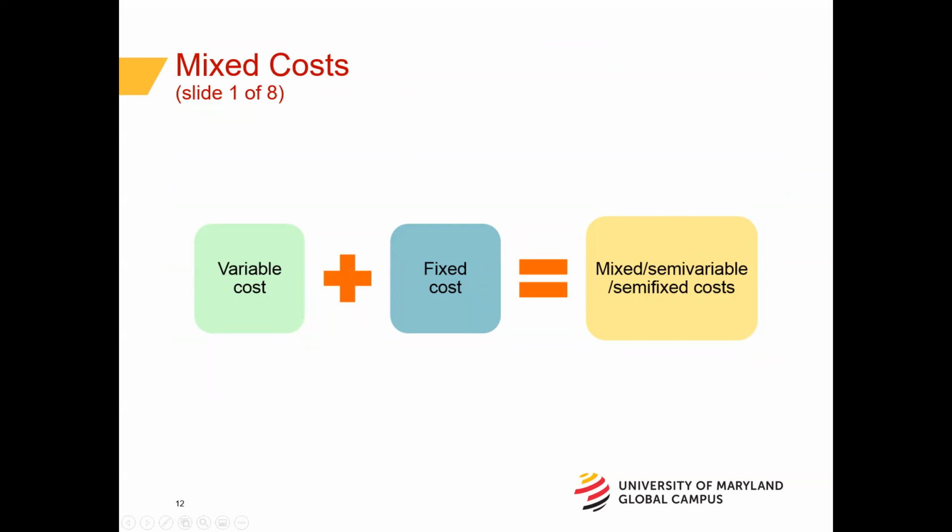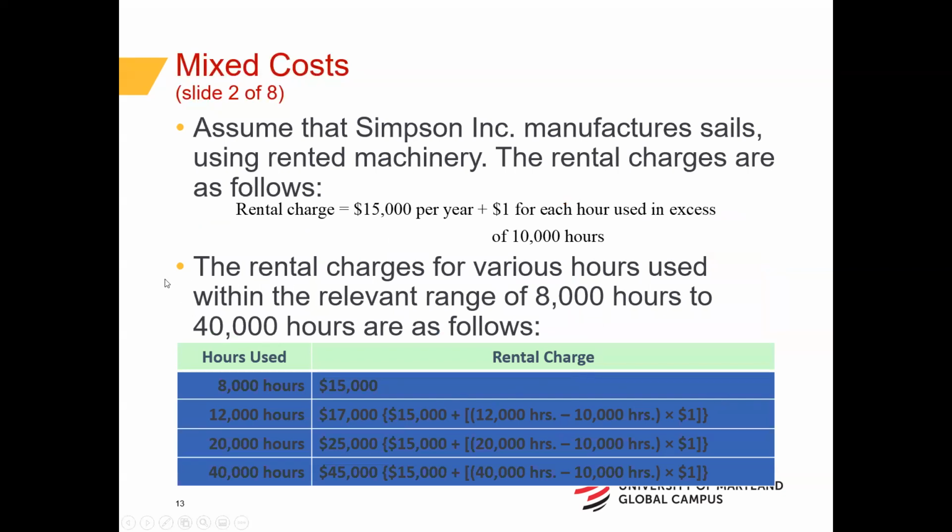Now, earlier I said that mixed costs were a combination of variable and fixed costs. These make them mixed. Mixed costs can also be called semi-variable or semi-fixed, with semi at the beginning. What that means is partially. So looking at the allocation, actually, this is a pretty good example. Let's look at rent. In this case, it's rental for a piece of machinery.